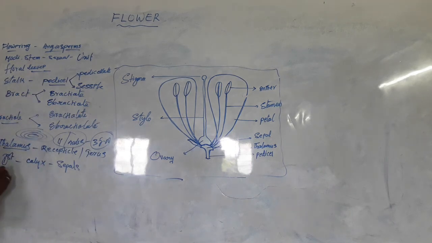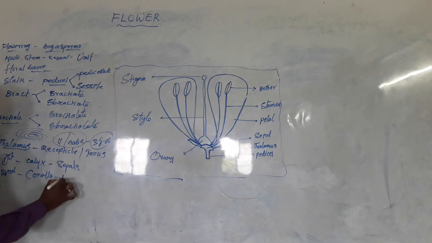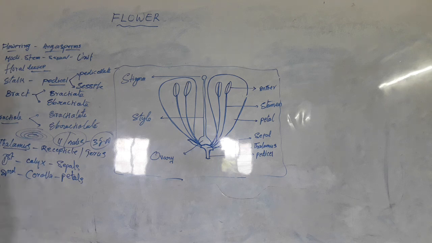Similarly, the second circle of thalamus is considered as corolla. The modified leaves present in this corolla are considered as petals. Petals differ in different species; they are in different colors. And these petals play a very significant role in attraction of insects for cross pollination purpose.